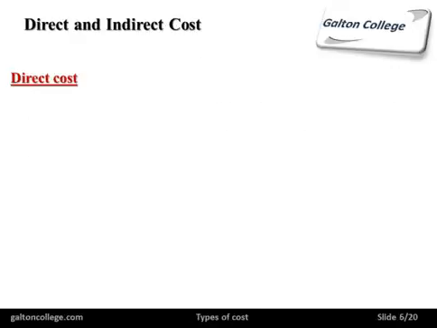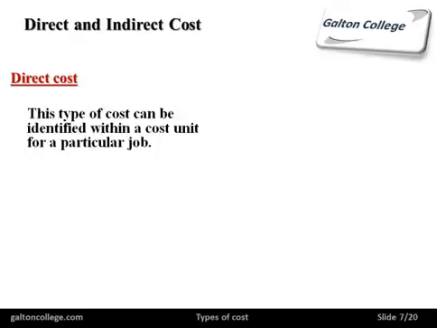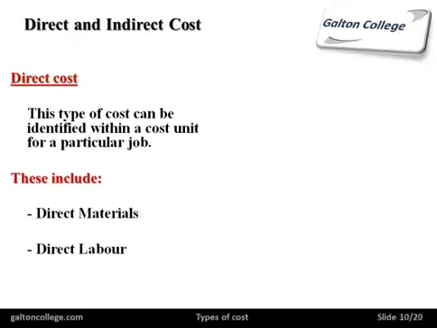Let's start by looking at the direct costs. This type of cost can be identified within a cost unit for a particular job. So this one's pretty straightforward actually. They include things like direct materials, as I said earlier, direct labour, and direct expenses, anything we can identify as going to that particular product.